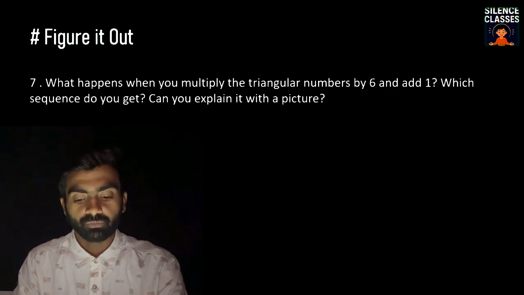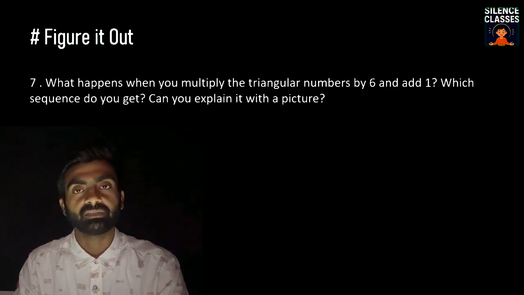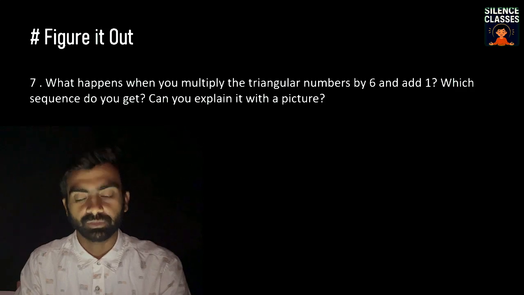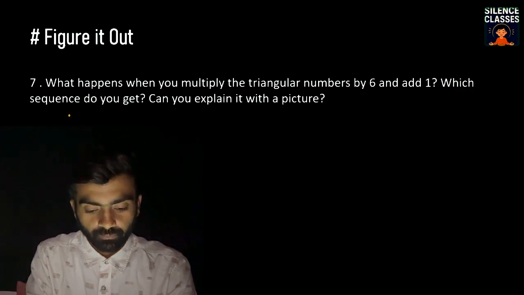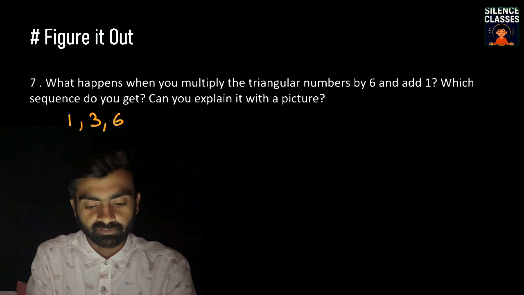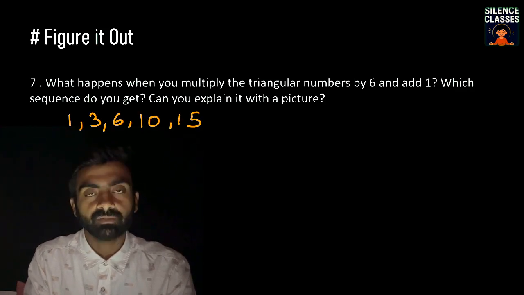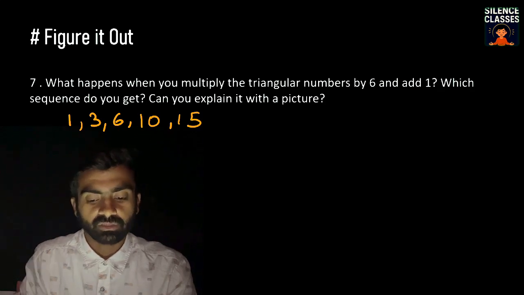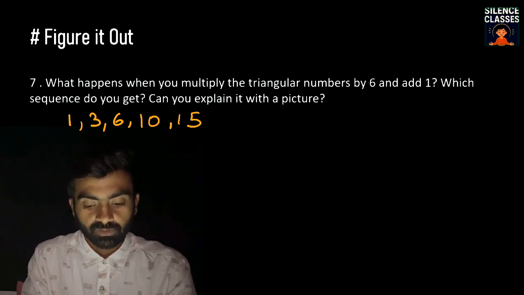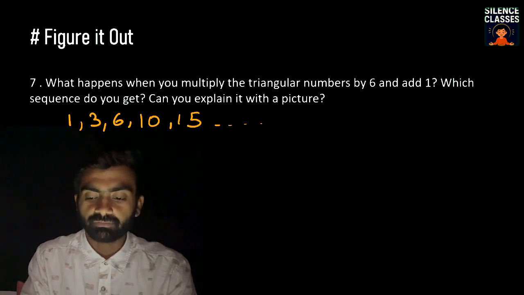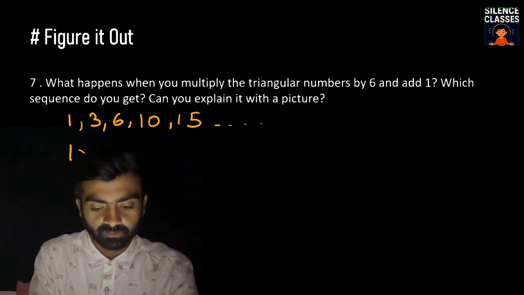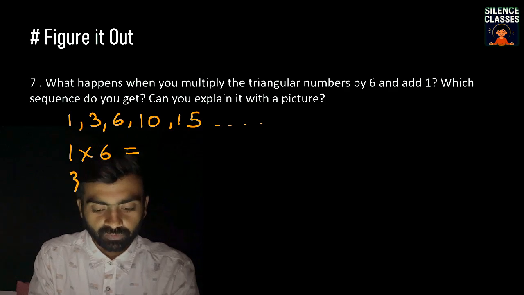The next question is, what happens when you multiply a triangular number by 6? First of all, we will write down the triangular numbers. Triangular numbers are 1, we will get 3, we will get 6, we will get 10, we will get 15, and so on. So if we multiply these triangular numbers by 6, means 1 multiplied by 6, 3 multiplied by 6, 6 multiplied by 6, 10 multiplied by 6, and so on, what will we get?